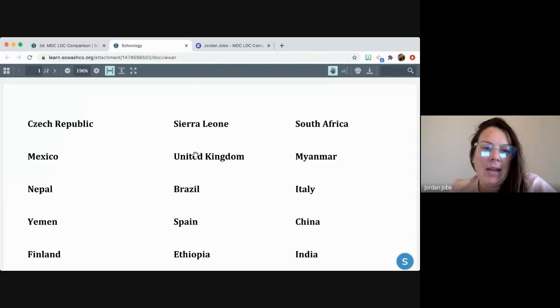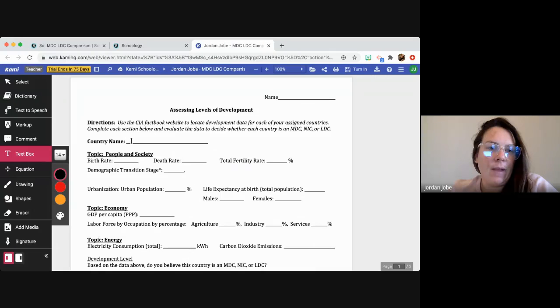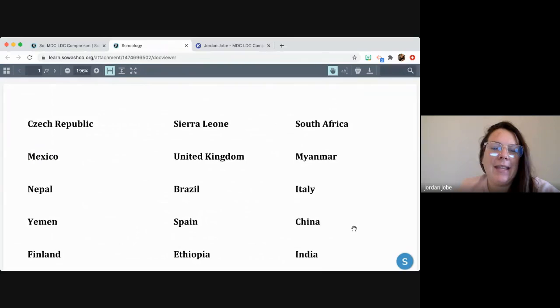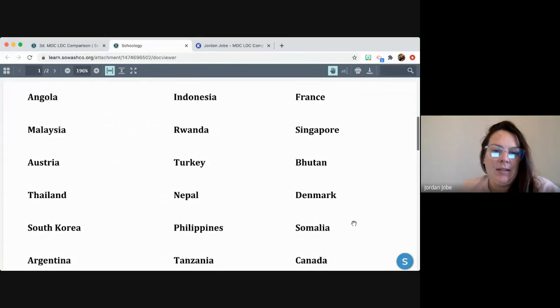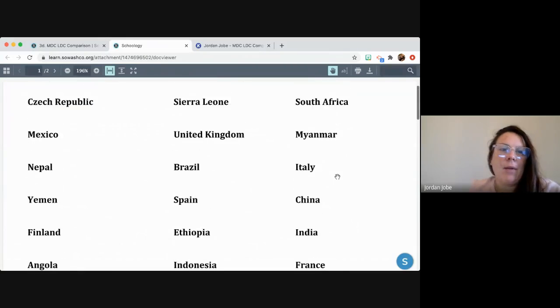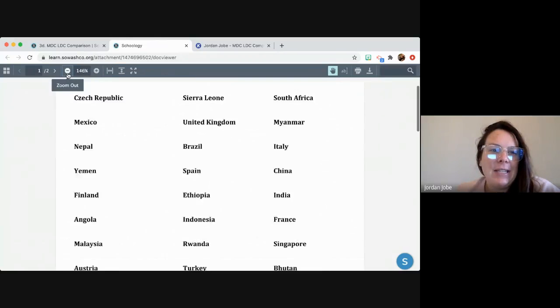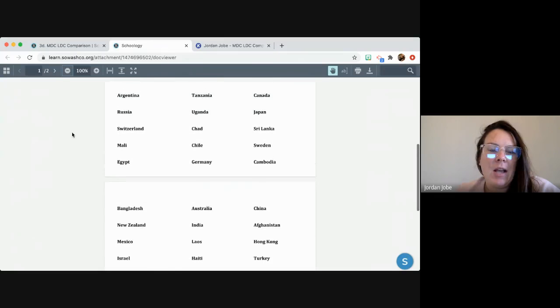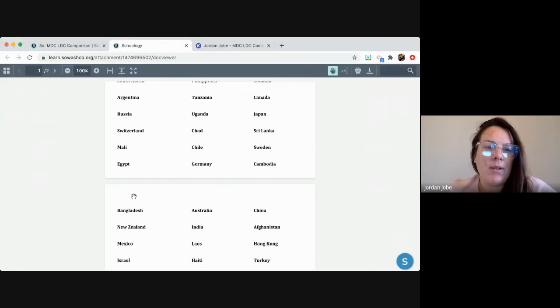Okay, so I'm going to pick the United Kingdom for a country that I think is an MDC. On my sheet, next to country name for the first one, I would write United Kingdom. That's the first country that I'm going to look at. Then I'm going to look through the list and pick out a country that I think is an NIC. So here's where you get to choose. Look through this list, pick out a country that you think is an NIC, and write it on your comparison sheet.